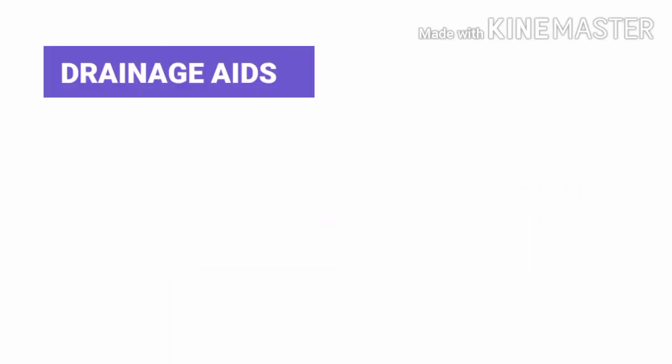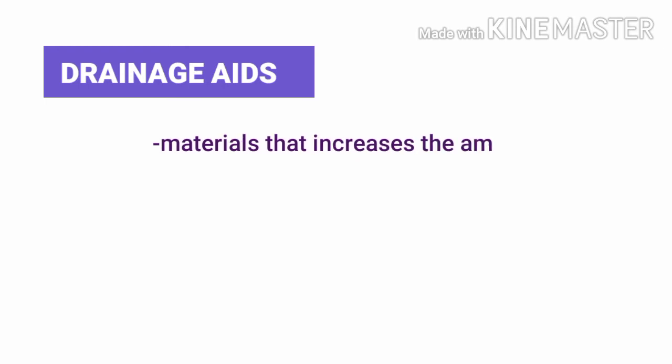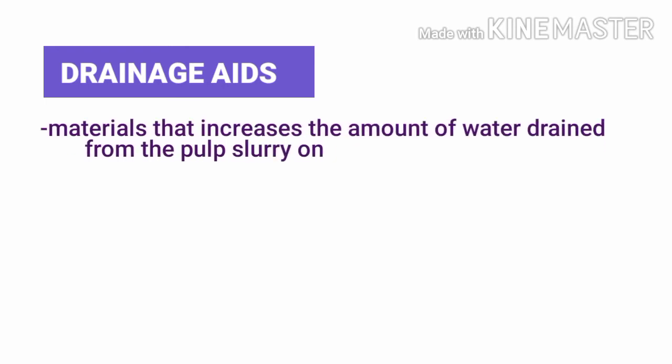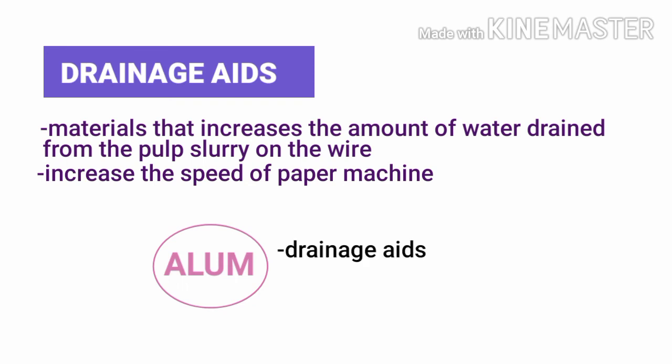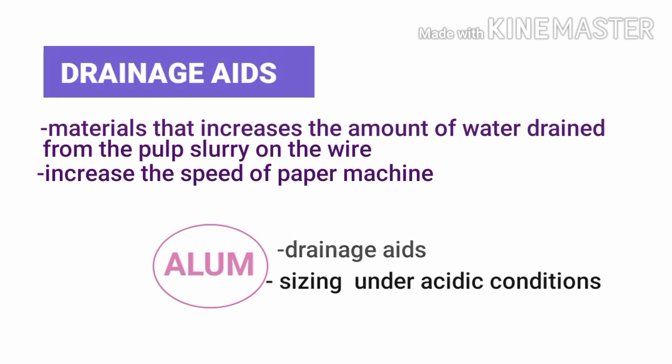The next control additives are the drainage aids. Drainage aids are materials that increase the amount of water drained from the pulp slurry on the wire. Adding drainage aids results in an increase in the speed of the paper machine. Alum is one example of a drainage aid. Alum not only acts as a drainage aid, but is also used for sizing under acidic conditions.